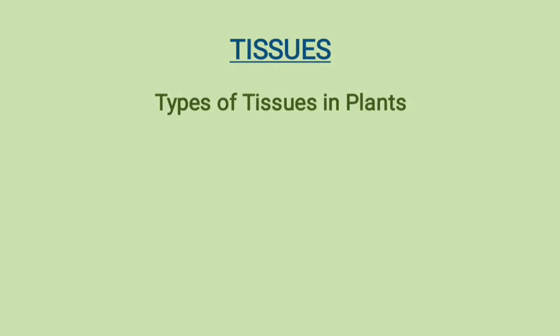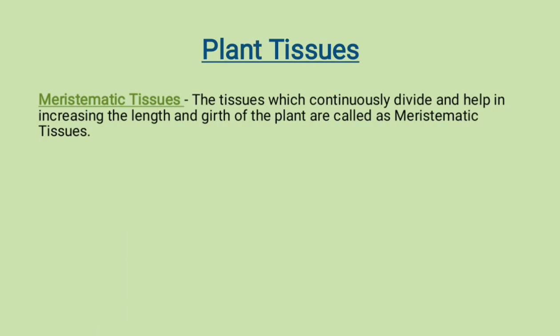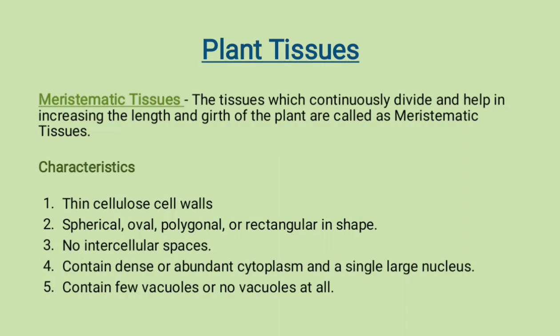Plant tissue can broadly be classified into two types. One is meristematic tissues and second one is permanent tissues. Meristematic tissues are the tissues which continuously divide and help in increasing length and girth of the plant. These cells of meristematic tissues are similar in structure and have thin cellulose cell wall. They may be spherical, oval, polygonal, rectangular in shape.